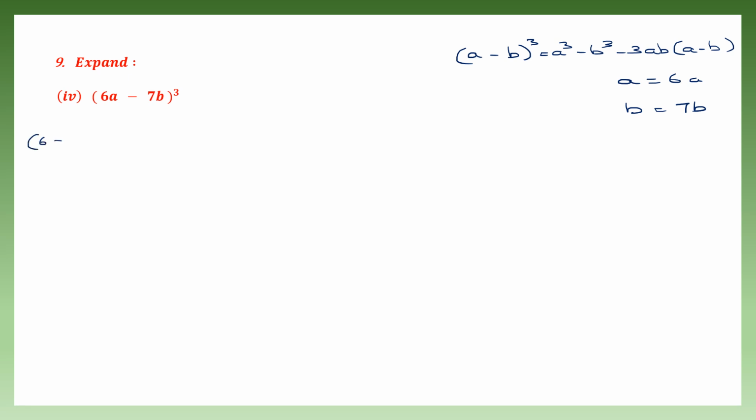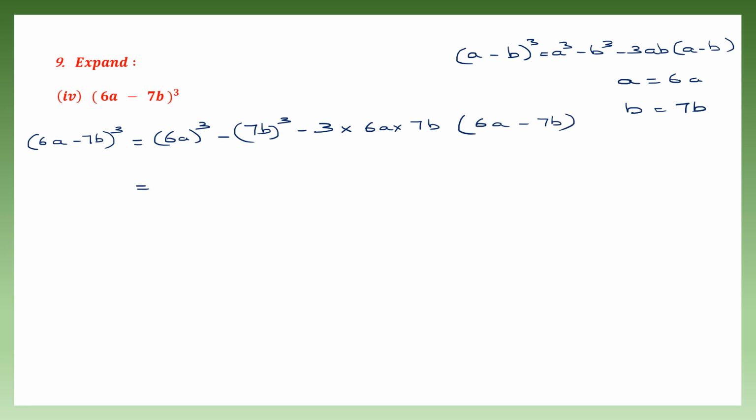So 6a minus 7b the whole cube is of the form a minus b the whole cube. So a cube, that is 6a the whole cube, minus b cube, that is 7b the whole cube, minus 3 into a, that is 6a, into b, which is 7b, into a minus b, that is 6a minus 7b. Now let's work on this.